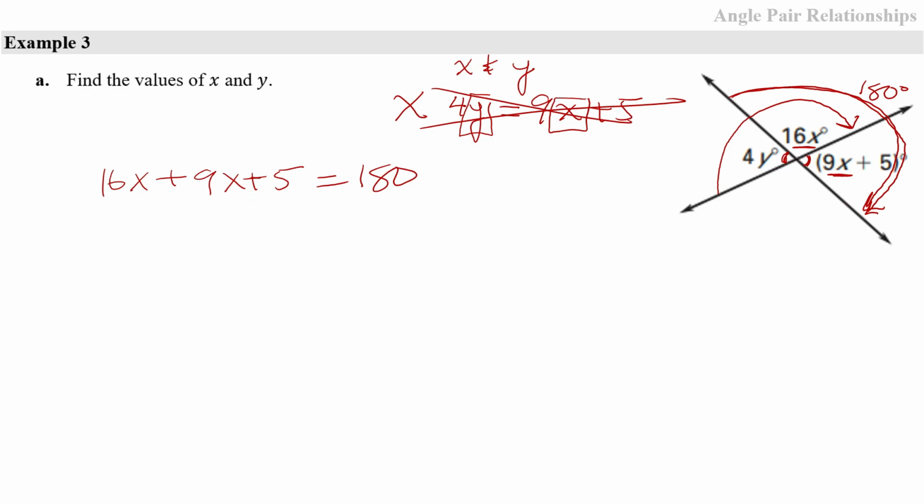Then I can solve for x. By doing algebra, I can combine like terms here. 16x plus 9x is going to give us 25x. Bring down the 5, bring down the equals 180.